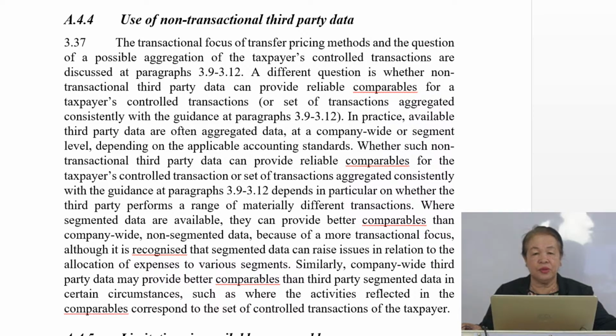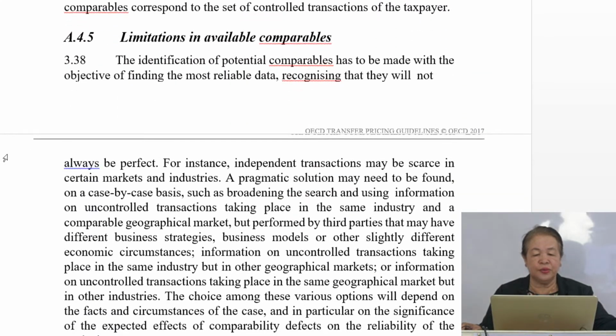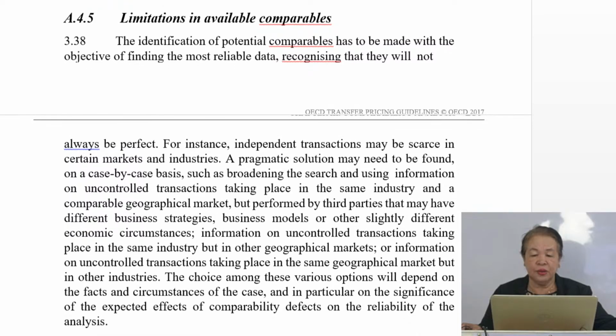Limitations in available comparables. The identification of potential comparables has to be made with the objective of finding the most reliable data, recognizing that they will not always be perfect, no? So wala talagang perfect na comparables, no? Kaya nagkakaroon tayo ng adjustment, comparability adjustment. After this comparability analysis, yung susunod na natin na topic is comparability adjustment. Why? Because after you have analyzed at makikita mo na hindi pa rin sila comparable, then you have to adjust.